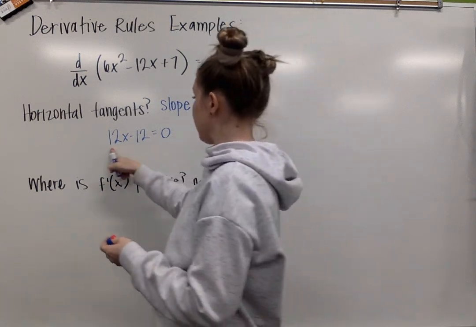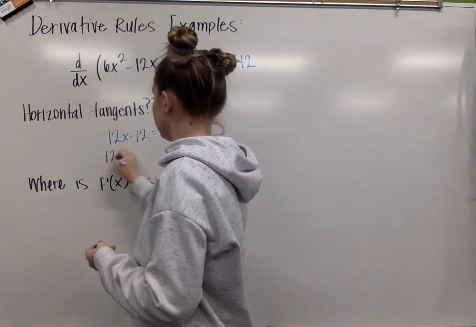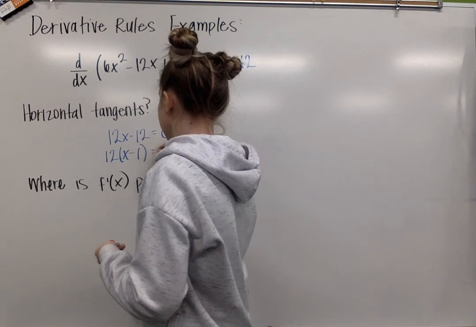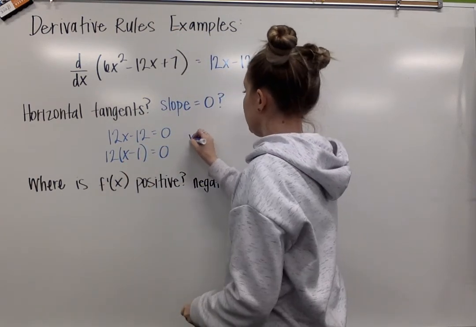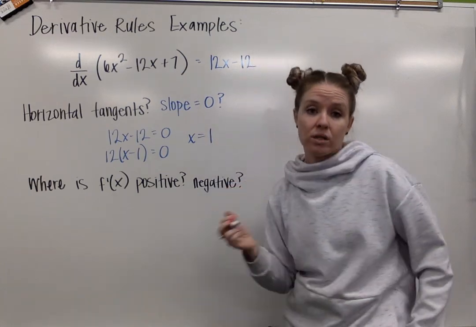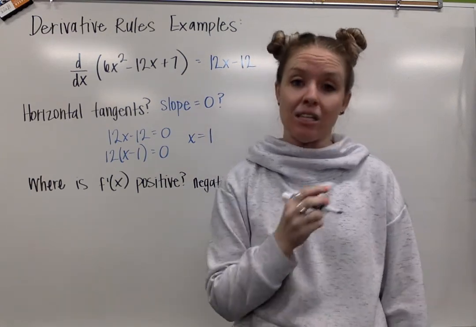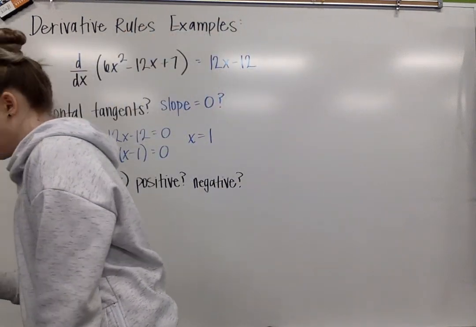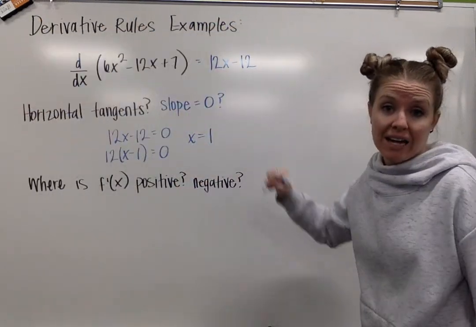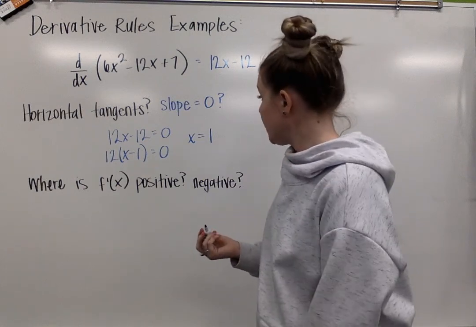I'm just going to factor this because I'm going to use that a little bit later. And it looks like this. And since my factor is x minus 1, I know that I'm going to have a horizontal tangent when x equals 1. Okay, and I think the question just wanted to know where we have that. So x equals 1, we'll call that good.